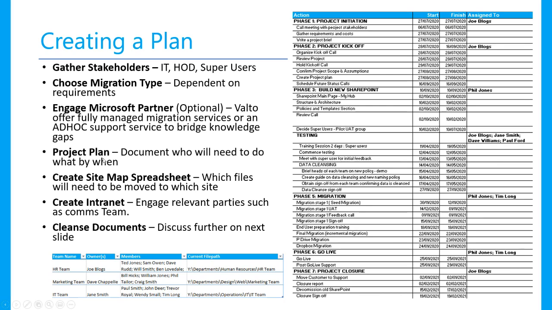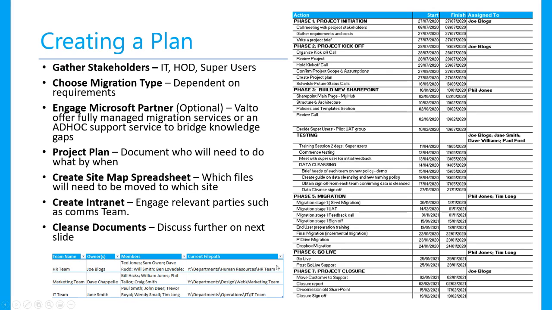So once you create your project plan, you'll then need to look at creating a site map spreadsheet. What I would recommend is creating something like this at the bottom here, where you can see the team name. So you can see here I've got the HR team, and who the owner of the team is. Teams are quite self-governing, so you really want to be looking for owners and super users who are going to be able to manage their team going forward, members and things like that. So we set the members who are going to have access to these team sites, and then we can put in there the current file path.